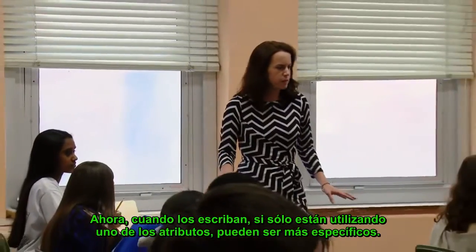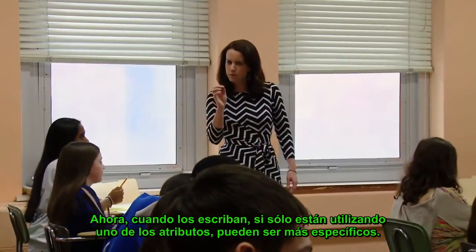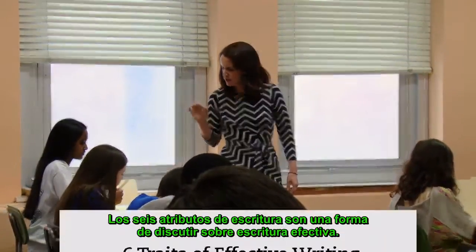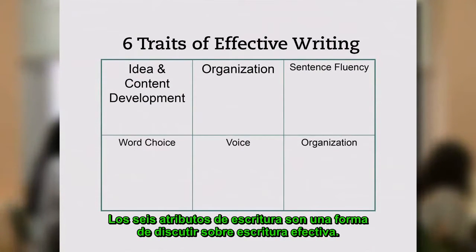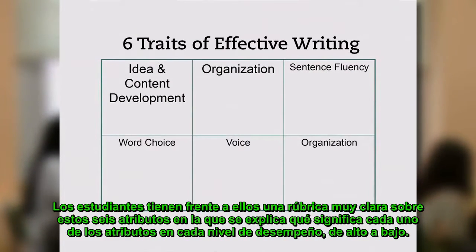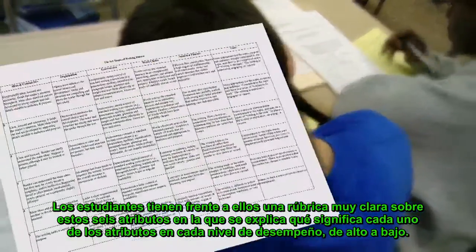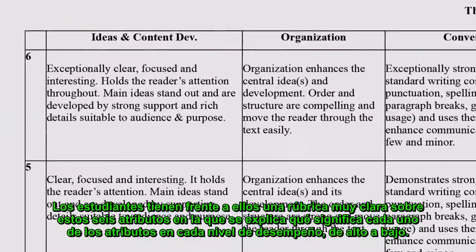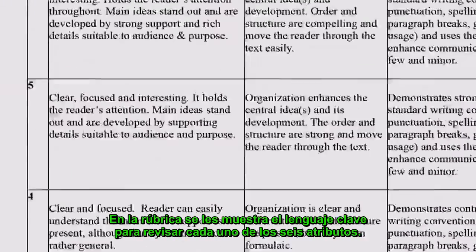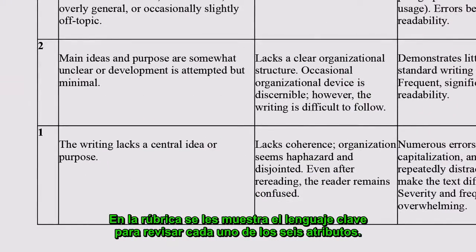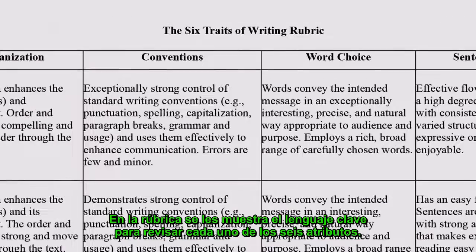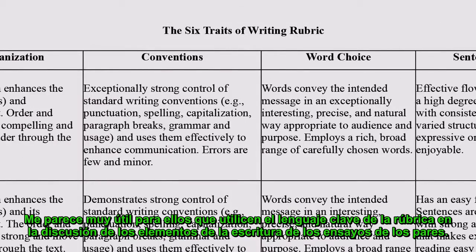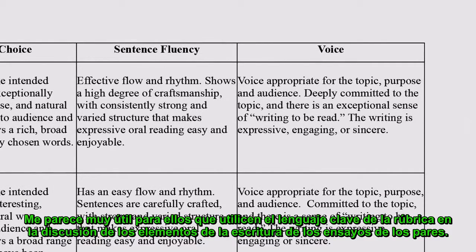Now, when you write it down, if you're just writing down one of the 6 traits, can you be more specific? Remember, the 6 traits of writing is a way of discussing effective writing, and the students have in front of them a very clear 6 traits rubric that explains what a high level of all of the 6 traits looks like, all the way down to a low level. And in that rubric, they can see the key language for discussing each of the 6 traits. And I find that it's very helpful for them to use the key language off the rubric in discussing the elements of writing that they see in each other's essays.